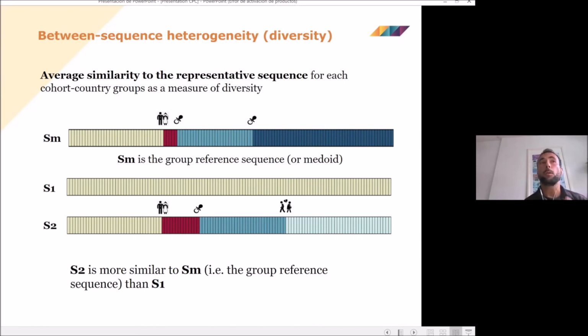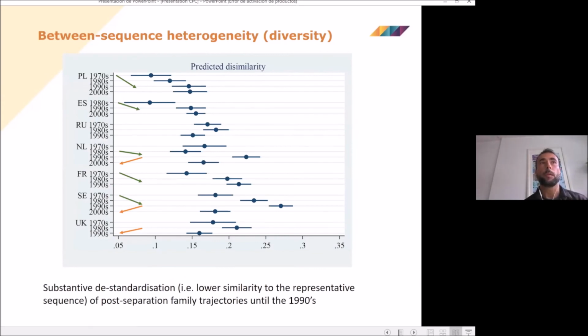So for what matters to us, if on average most sequences in a country-period group are very similar to the reference sequence, as S2 is, then we would conclude that there is little diversity in life courses in that context. And then if we move to our results, we observe here that there has been substantive de-standardization, or increasing diversity, in most countries until the 1990s. And this has been particularly so among the laggards, which started with very low levels of diversity. But we're also observing for the forerunners and for the Netherlands that in recent periods, diversity has been declining.